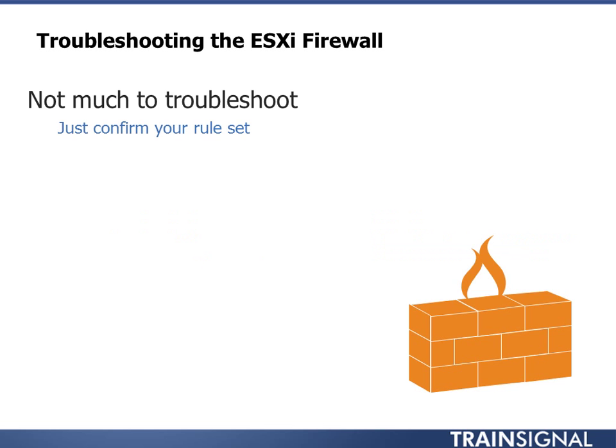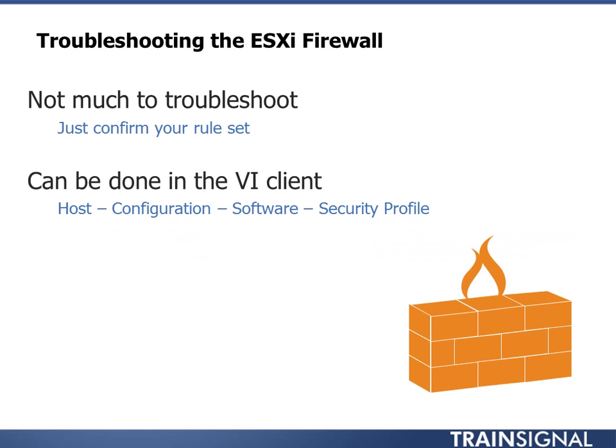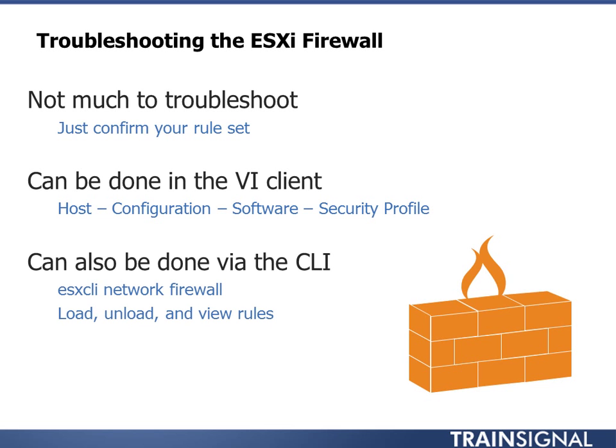ESX firewall troubleshooting, I mean, really, it's all about your rule sets. A badly configured rule set will cause a problem, so you just want to confirm that. And you can do that one of two ways. The quick way I would do it in the lab is via the client. You can also do it via the CLI. So let's take a quick look at that.